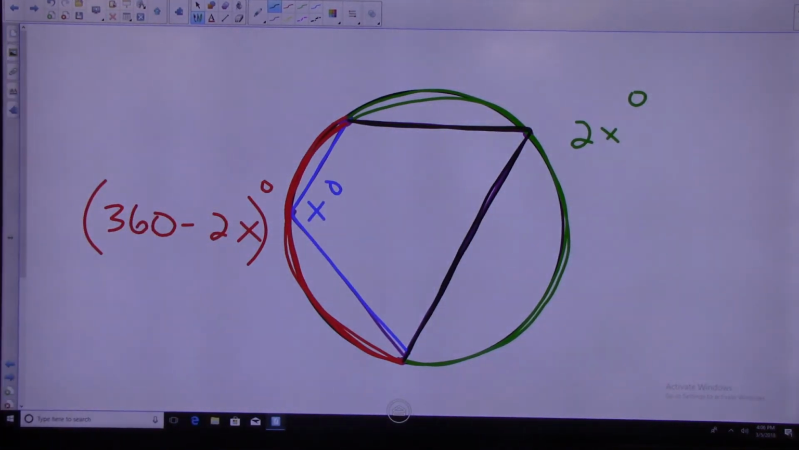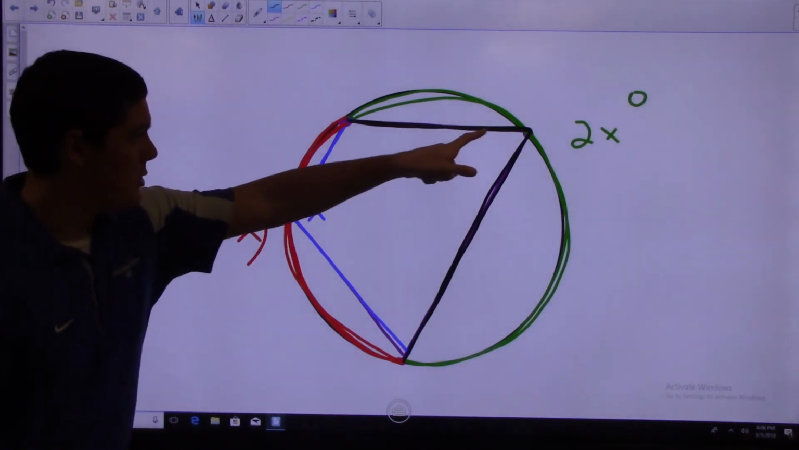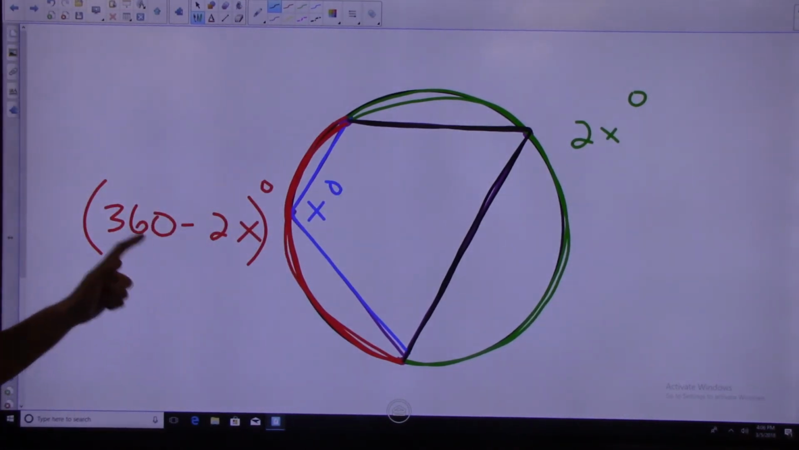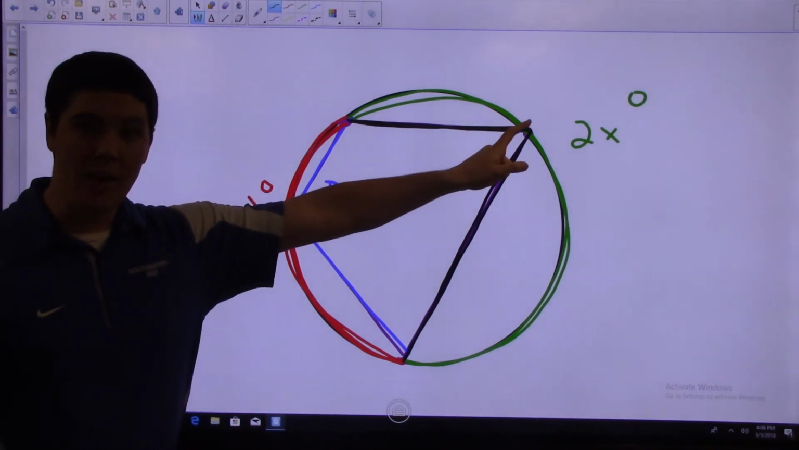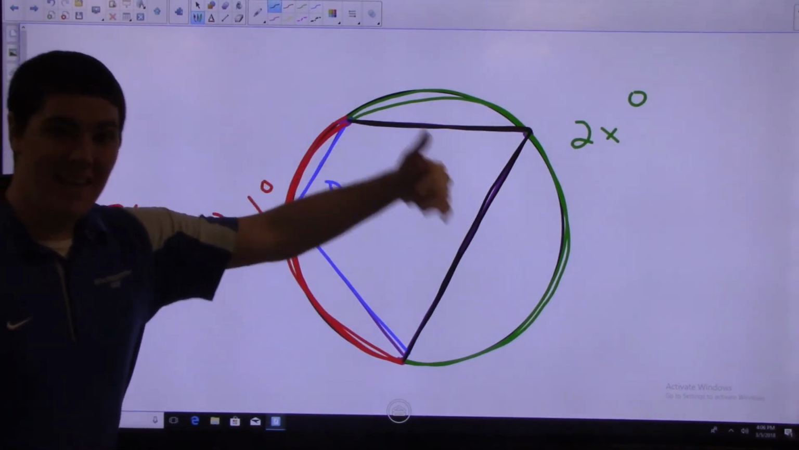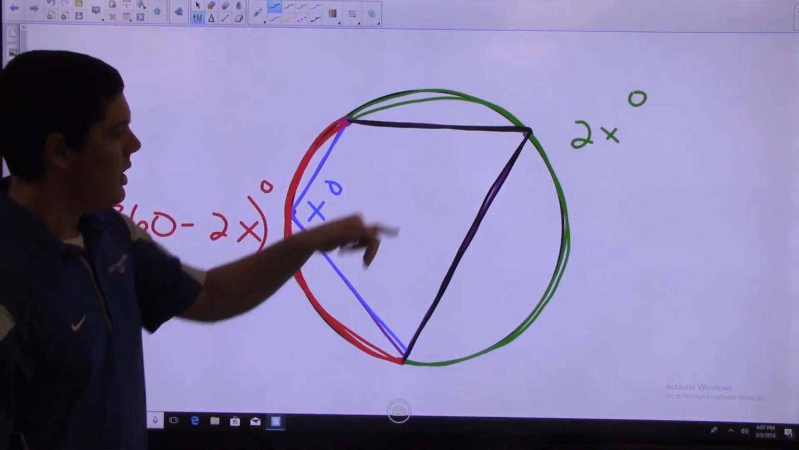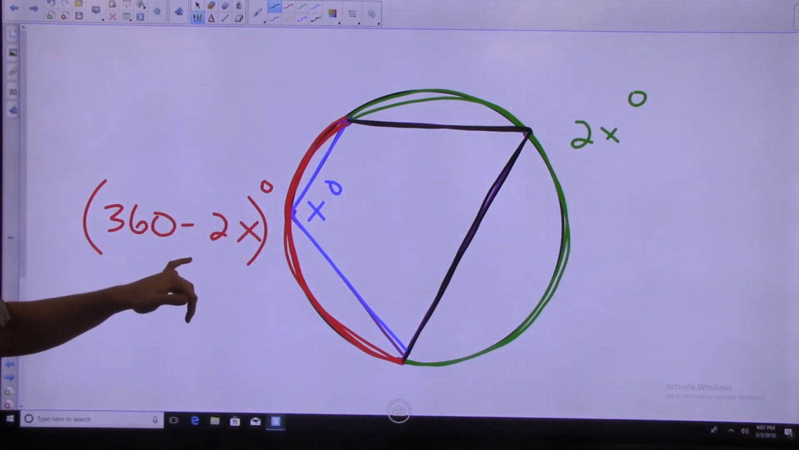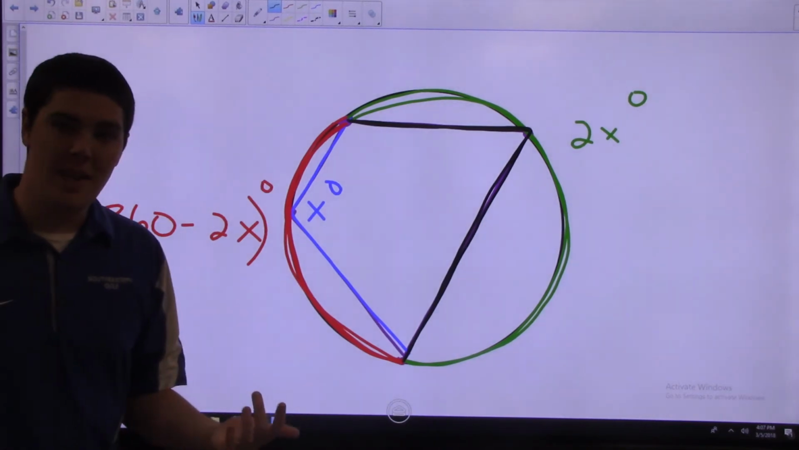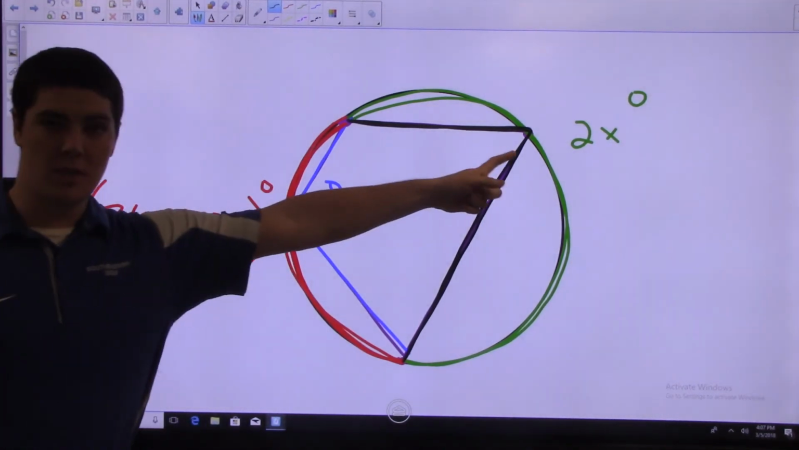So that angle right there. Well, doesn't that angle intercept that arc? And isn't that angle an inscribed angle? So again, I'm going to state this fact. Hopefully it's getting clear now. An inscribed angle is always half the intercepted arc. Another way of saying that is if we divide this by 2, it's going to give us the inscribed angle.